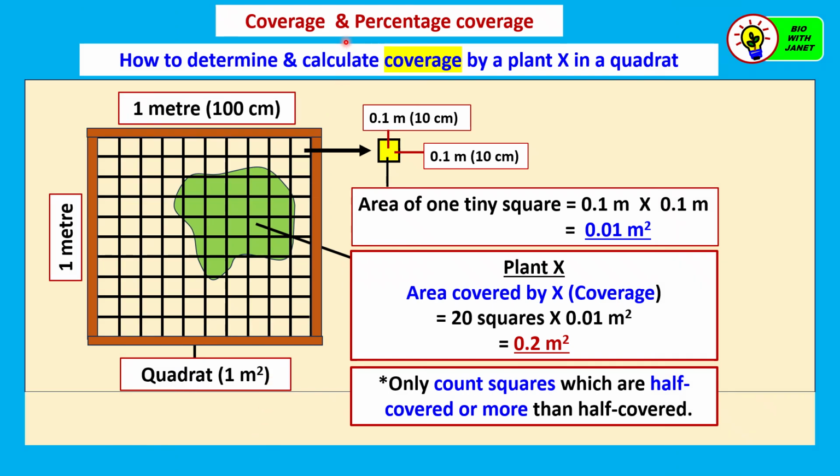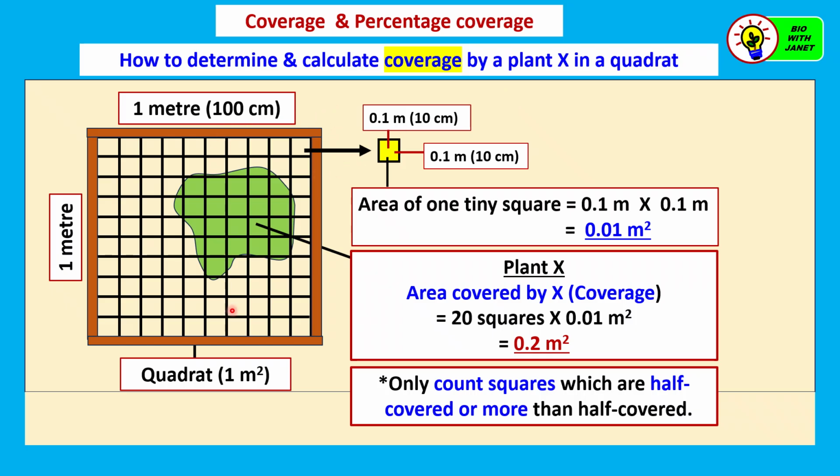Next, we want to calculate the coverage and then the percentage coverage of a plant in the field. All right. So how to determine and calculate coverage of a plant X in the quadrant? This is something optional, and it's going a bit more into detail, but you'll need to know this if you are really doing the field study, right?